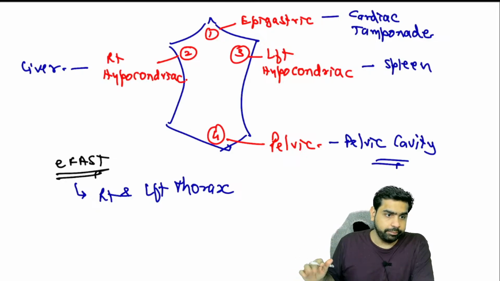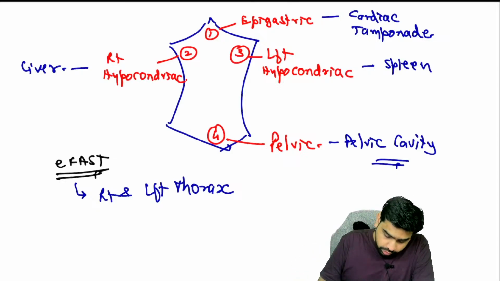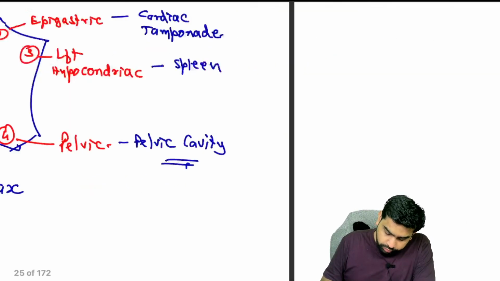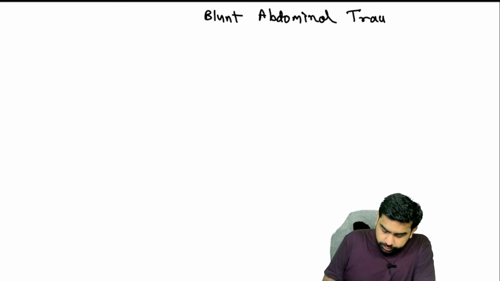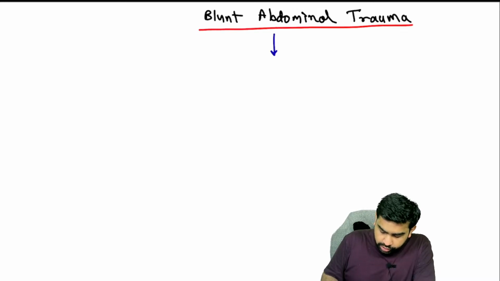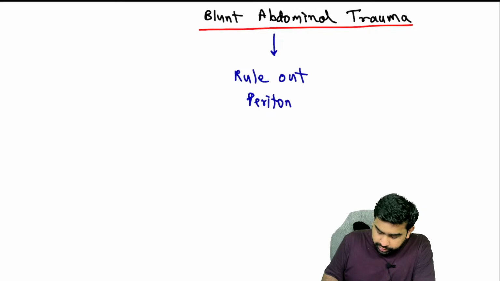Right now let's talk about the management protocol, because many students have doubts in that. So let's discuss the management protocol of blunt abdominal trauma in detail. Please try to understand, whenever a patient comes to you with a blunt abdominal trauma, what is the first thing you have to do? The first thing is that you have to rule out features of peritonitis. What do you understand by the features of peritonitis? Can you please help me with this?